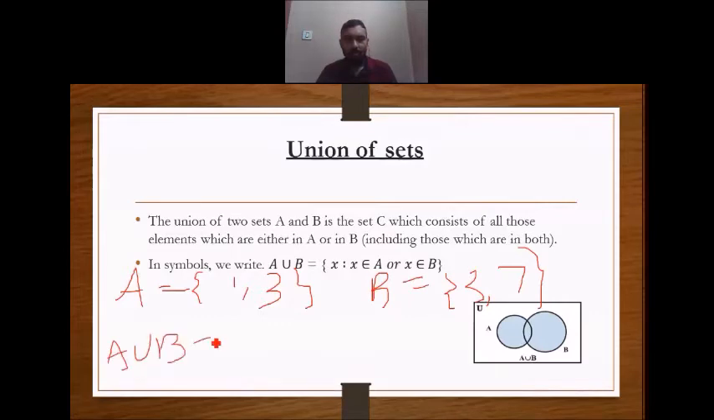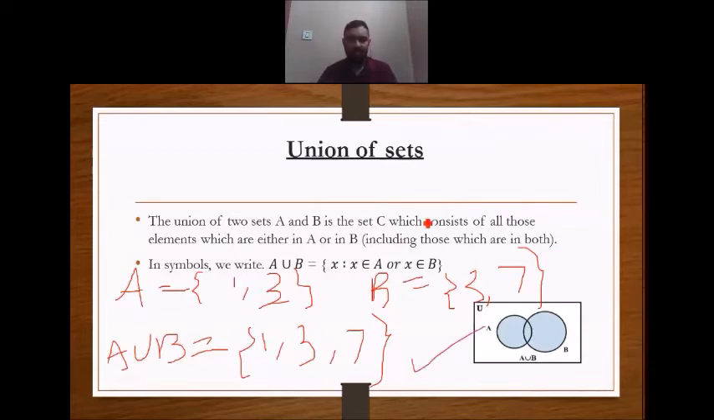A union B will be: 1, we write 1; 3, we write 3. Here again 3 is there. In a set, the elements are not repeated, so 3 you write only once. Next, which element is there? 7. So we are combining all the elements in A and B. So this is A union B.